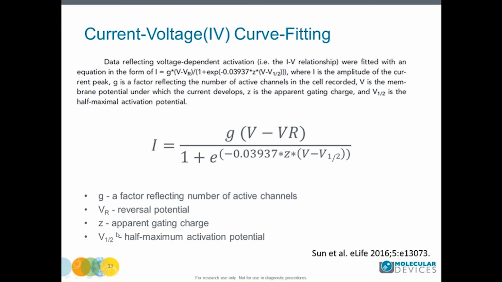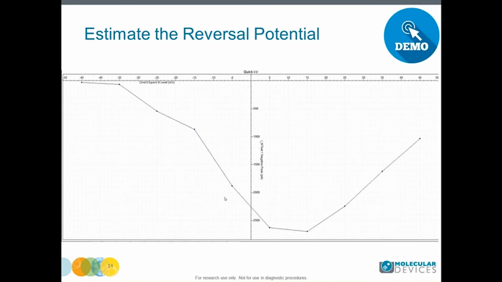So the fourth parameter is V half. So it's the half maximum activation potential. By fitting the IV plot, you can get an estimate of what the apparent gating charge is. And also, if you have an IV plot that looks like this, you will be able to estimate what the reversal potential will be. So here I'm going to do a demo on how to fit this curve.